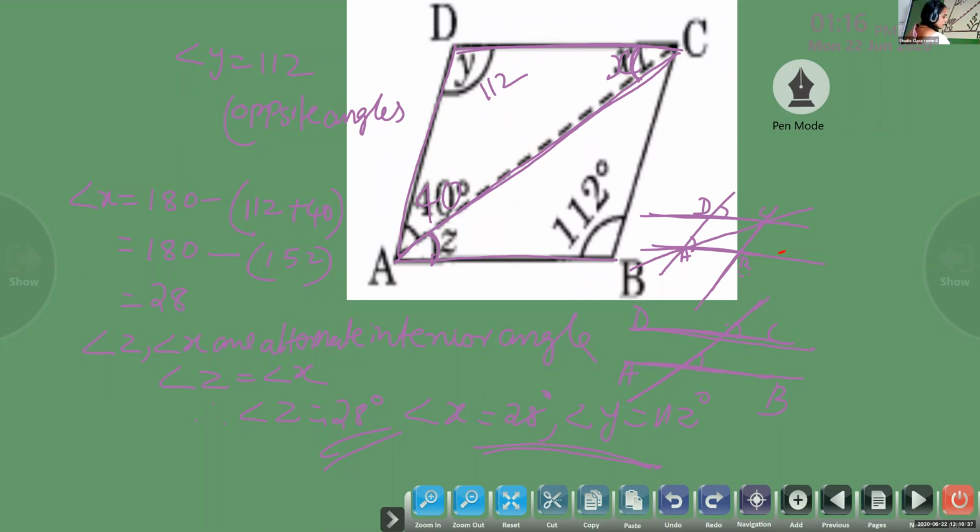Here also, these two. One, two. These are the alternate interior angles formed.